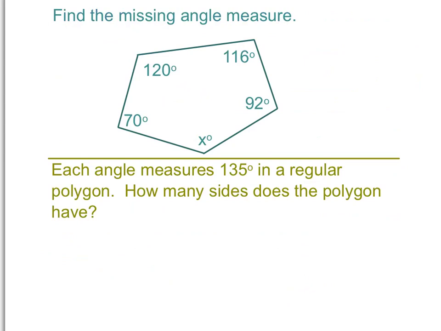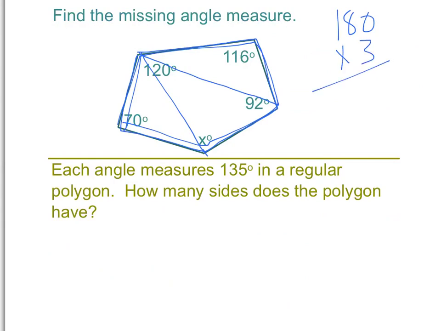All right. If I want to know the missing angle measure in a polygon, what I need to do is find out how many degrees are going to be in this polygon first, and then I'm going to subtract what I have. So I have 1, 2, 3, 4, 5 sides. I'm going to triangulate this. I have 3 triangles, 180 degrees times 3 with a total of 540 degrees.